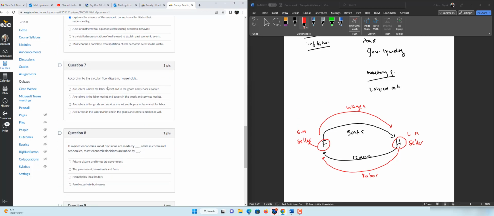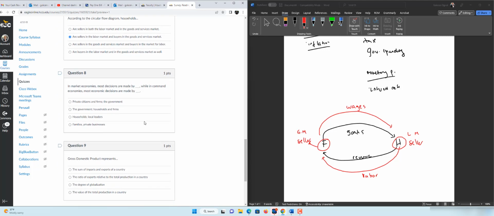According to the circular flow diagram, households are sellers in the labor market. So there's only one answer: and buyers in the goods and services market. Number 8, in market economies, most decisions are made by, as you know, everybody participating in the free markets. It's the interaction of buyers and sellers, representing citizens and firms. Households and firms get to the marketplace and make deals in the private markets, and the government in command economies makes the decisions.